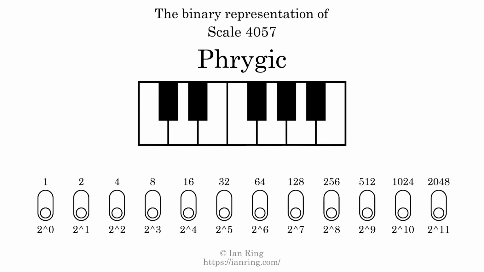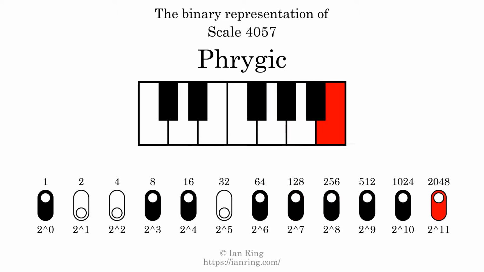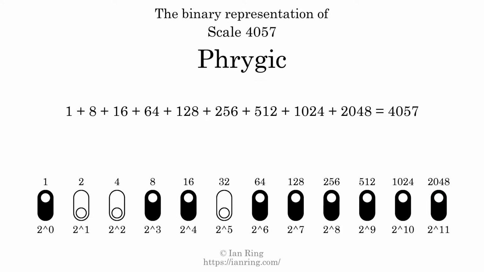The binary representation of this scale is determined by mapping tones of the scale to binary digits. Each binary digit represents a power of 2. To get the scale number, we add the powers of 2 together. The powers of 2 that are present in the scale, all added together, equals 4057. That is why the scale number, in decimal, is 4057.